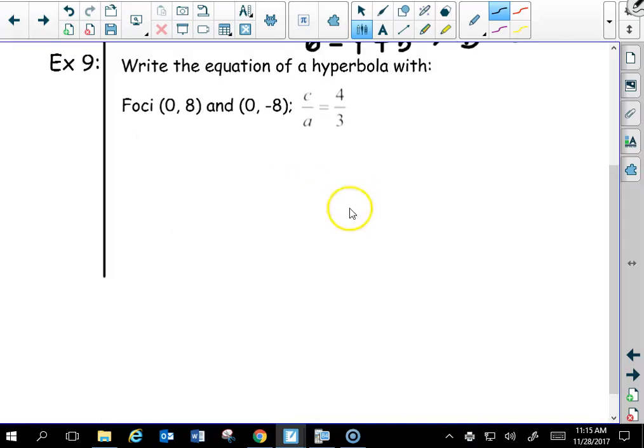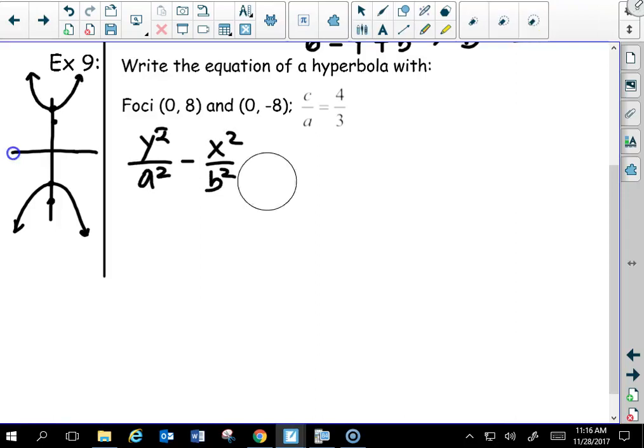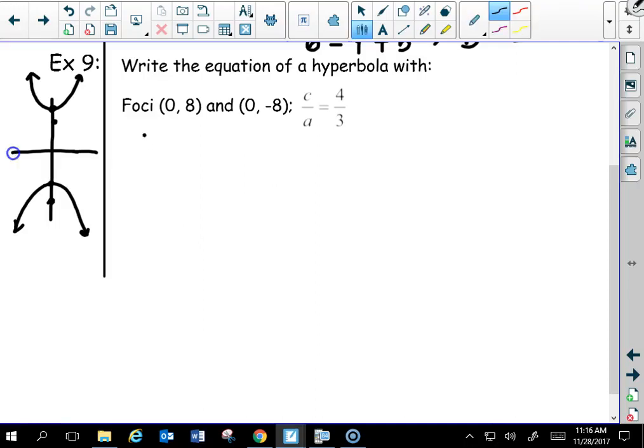All right, last problem. Similar, only they're not giving us quite enough information, but they do tell us that we've got foci at x equals 0, y equals 8, and x equals 0, y equals negative 8. So I'm going to sketch this out. So I've got foci at y equals positive 8 and negative 8. So presumably my vertex is going to be inside that. And we are oriented along the y-axis, which means we're going to use y squared over a squared minus x squared over b squared. And they're not giving us an a or b, but they do give us c and a little equation to use.